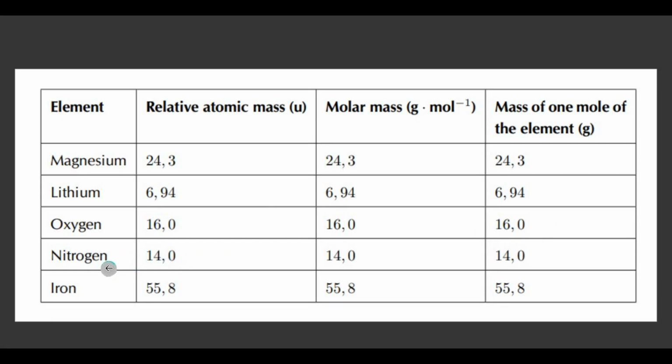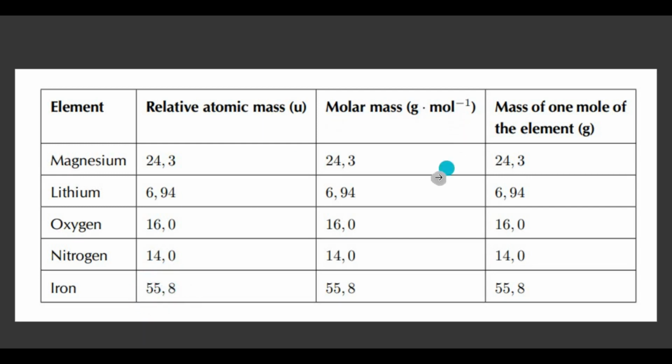Relative atomic mass of nitrogen is equal to 14. Its molar mass is also equal to 14 grams per mole. And then the mass of 1 mole of nitrogen would be equal to 14 grams. So those are the things that you need to understand. The same thing here with iron. Iron, its relative atomic mass is 55.8.